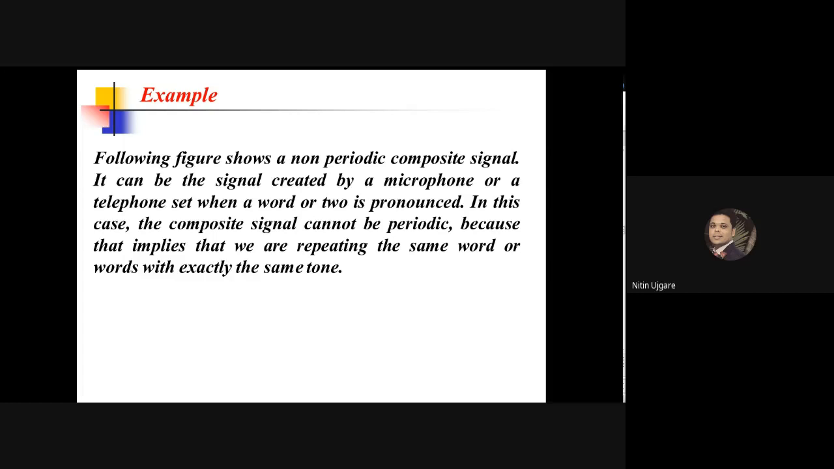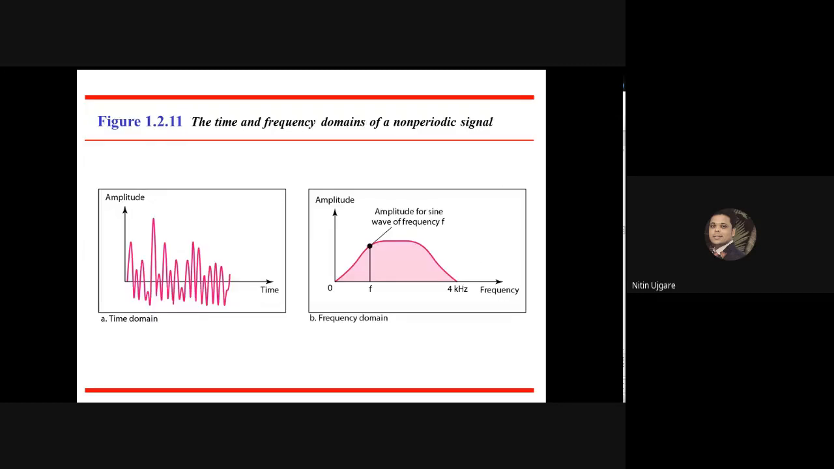And we know that periodic means it forms a cycle repeatedly over a certain period of time, and that is basically not possible in a non-periodic composite signal. This slide shows you the time and frequency domain of a non-periodic signal. Here you can see that in the time domain representation, the signal does not form any pattern. However, the periodic signal forms some pattern. That is the basic difference between periodic and non-periodic signals.